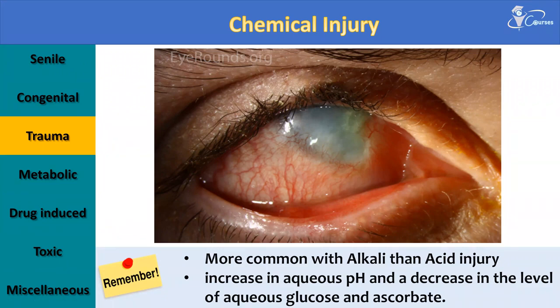Why was this also asked before in the exams? Why does it cause a cataract? Because it increases the aqueous pH, and this increase in aqueous pH results in a decrease in the level of aqueous glucose and ascorbate. This will result in the development of cataract. Okay, so again, chemical injury is more common with alkali than acid injury. It results in increased aqueous pH and decreased levels of aqueous glucose and ascorbate, resulting in cataract.